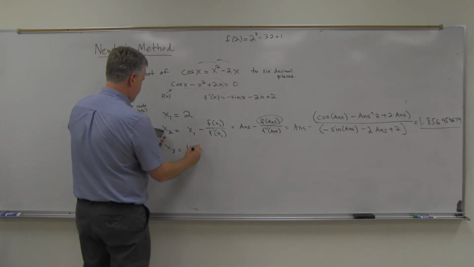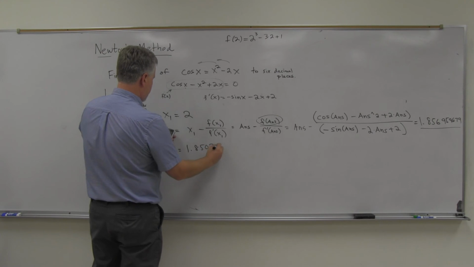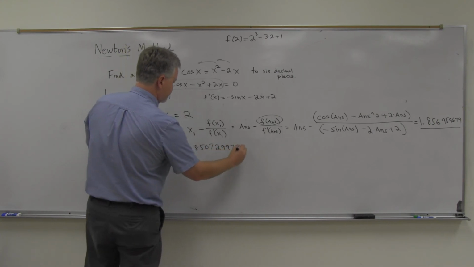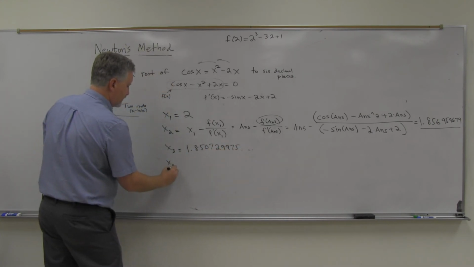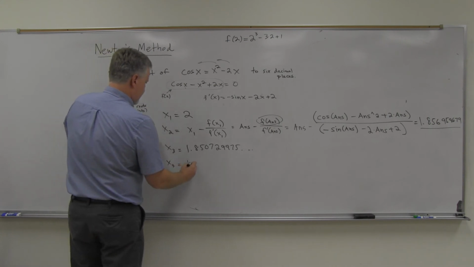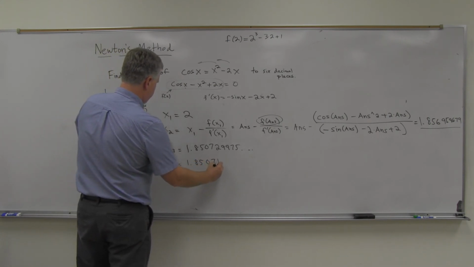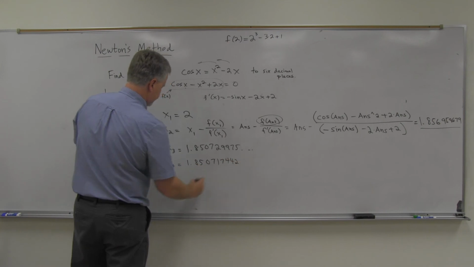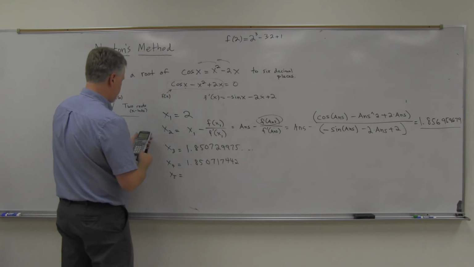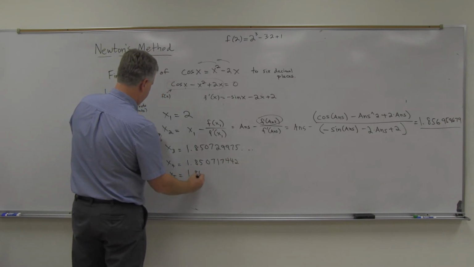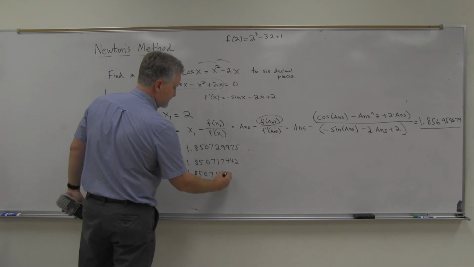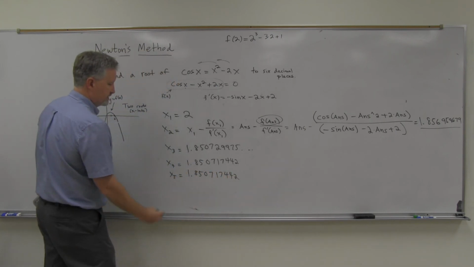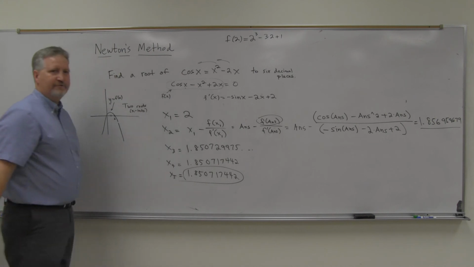So the x3 would be 1.850729975. x4 then would be 1.850717442. x5 is 1.85071. Oh, it's the same thing. So there you go. There's your root.